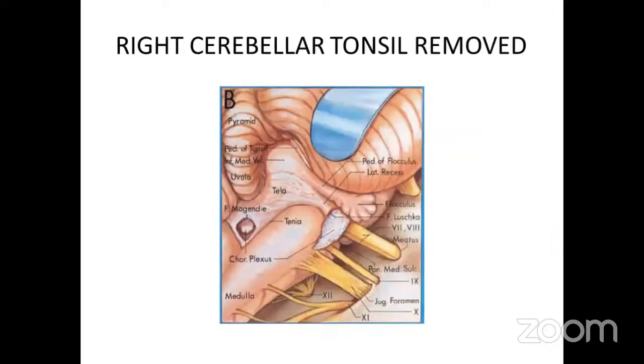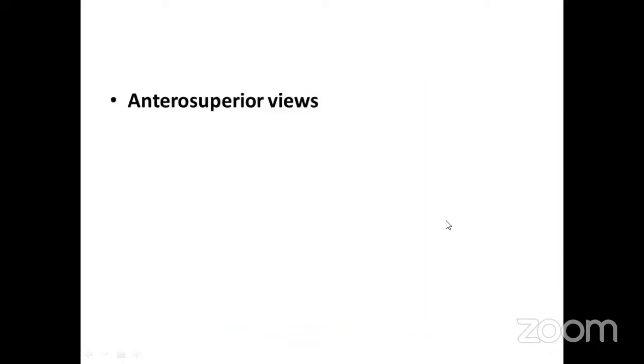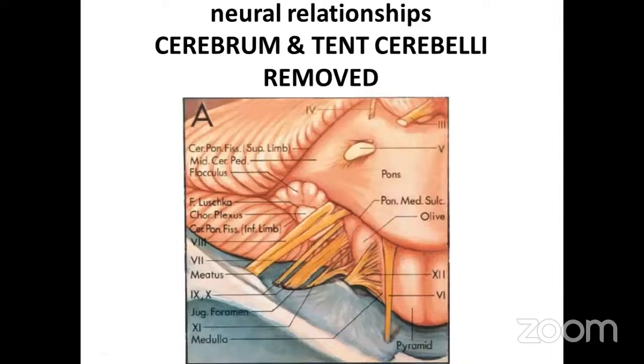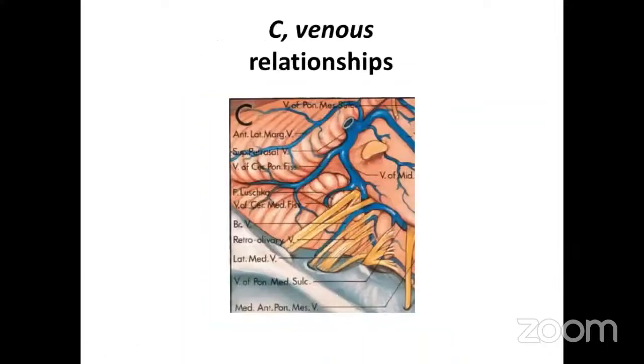Again, this is the relationship of the nerves with the choroid plexus and the flocculus that I have already defined. And this is again the superior anterior view of all these nerves. These are the trigeminal nerves. Which nerve is this? Vestibulocochlear. And this anterior nerve is the hypoglossal nerve. Now this is the same relationship of veins in the CP angle.